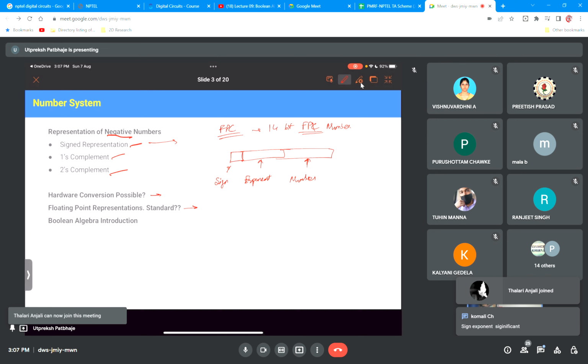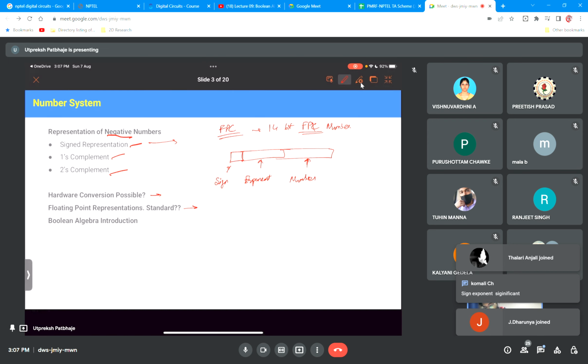Yeah. So that is sign, exponent, and significant. So this number, which is actually stored here, that is also called the significant.